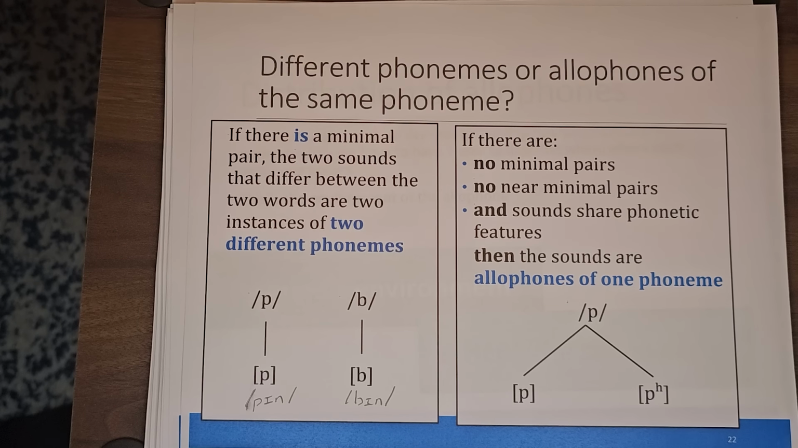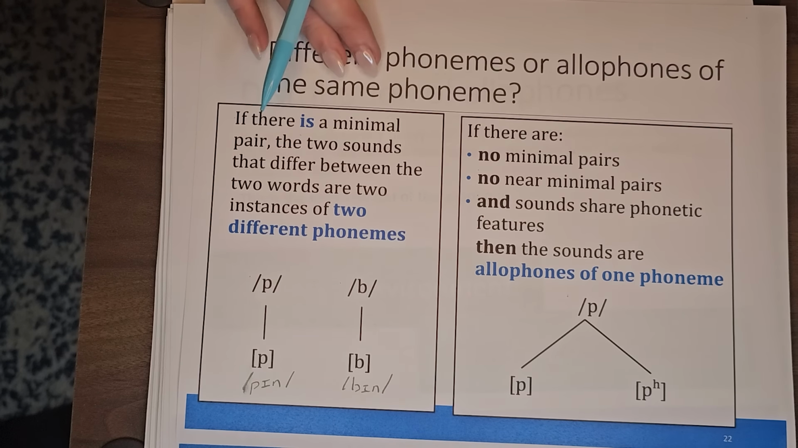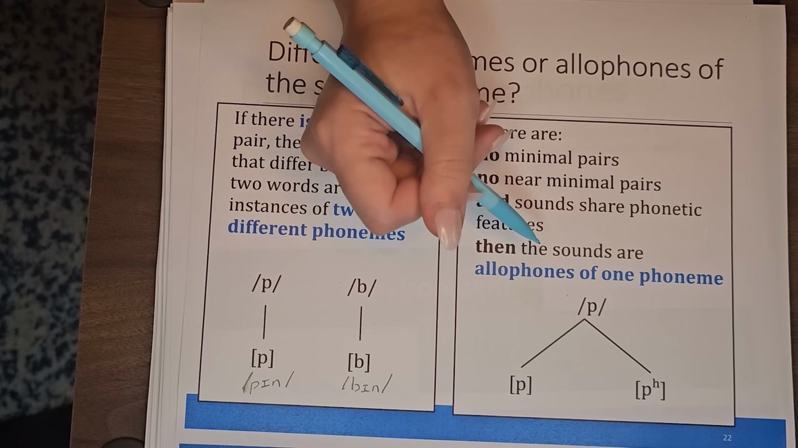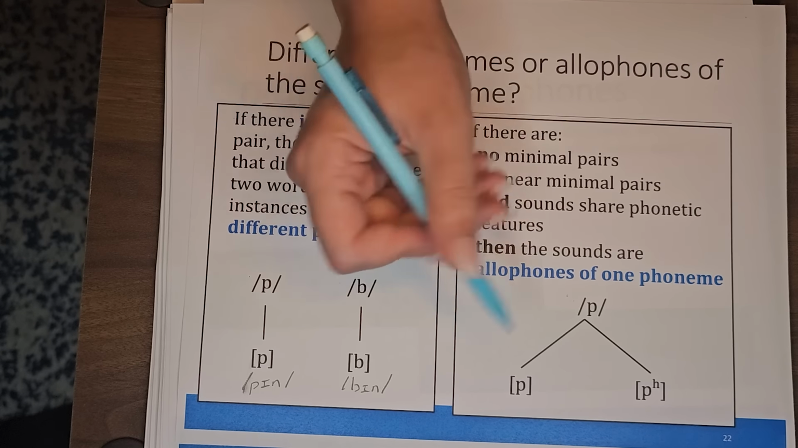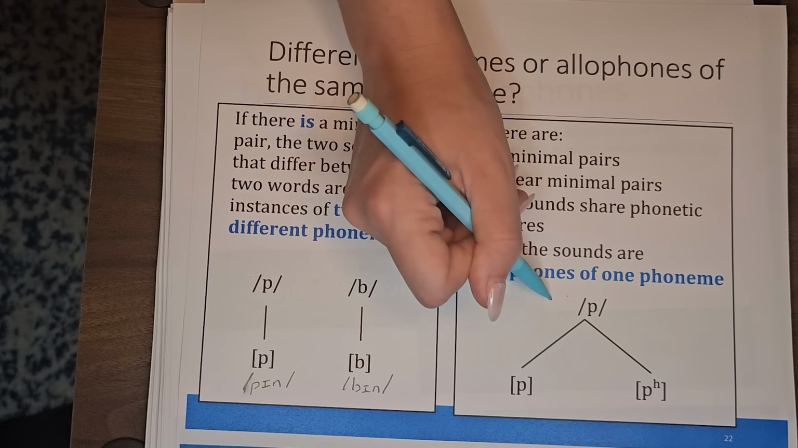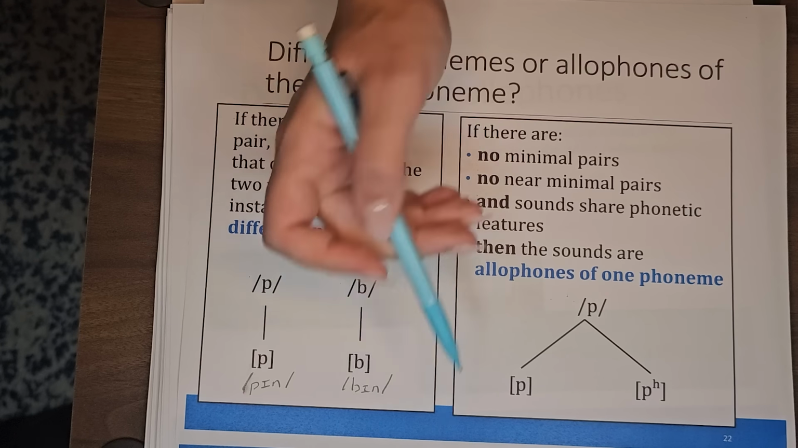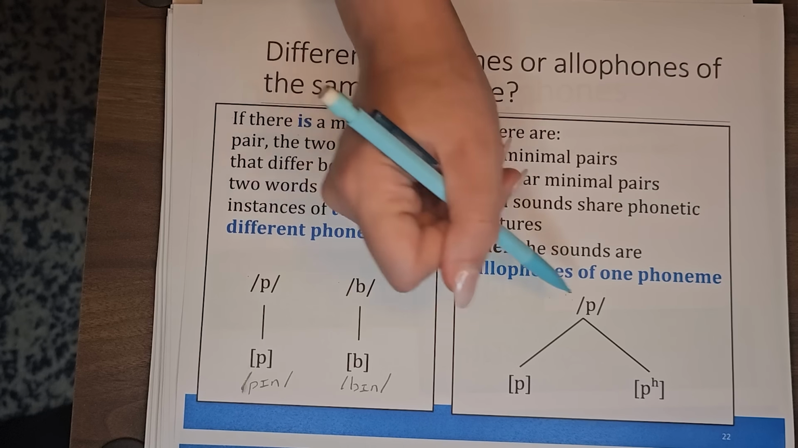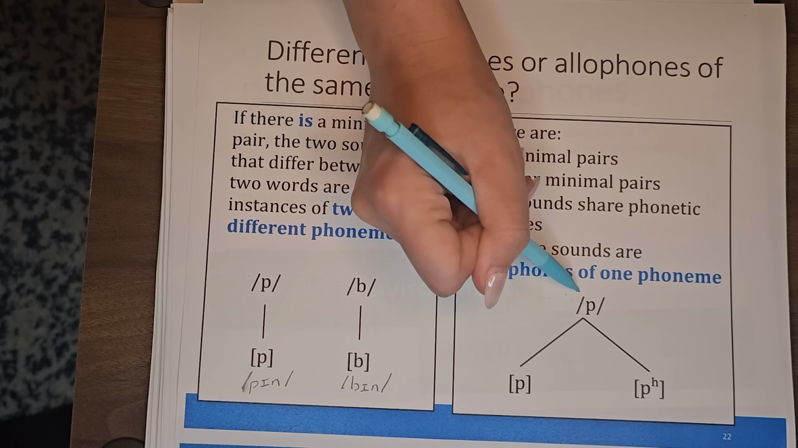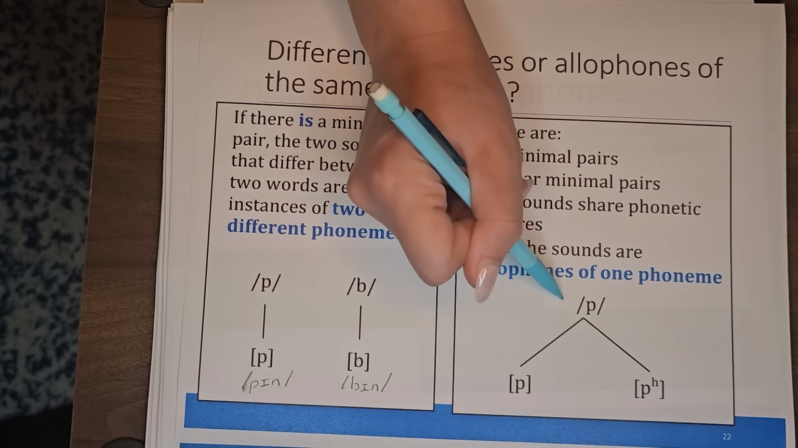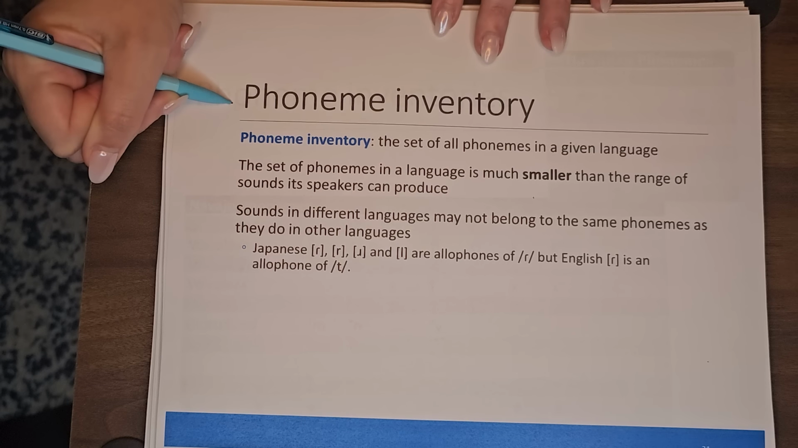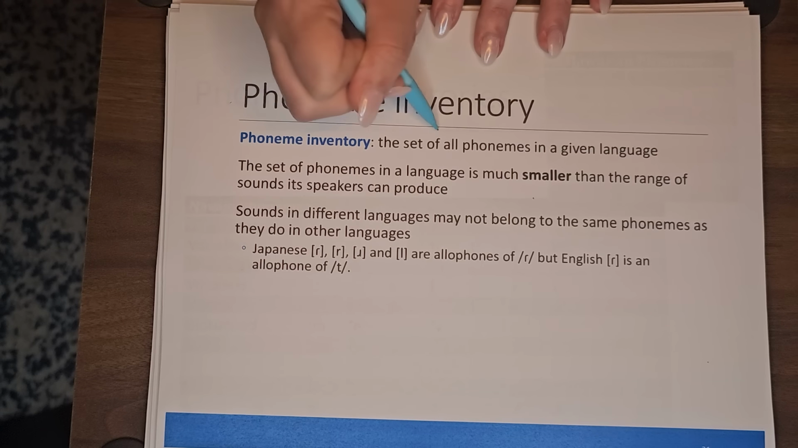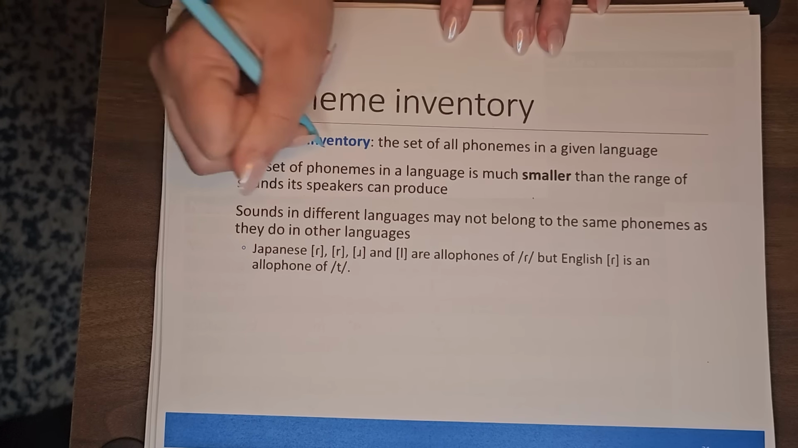So you might be able to say, well, there are no minimal pairs between p and zh, for instance. I don't necessarily know if that's true. However, p and zh do not share any phonetic features. P is a voiceless bilabial stop, and zh is a voiced postalveolar fricative. The phonemic inventory is the set of all phonemes in a given language.